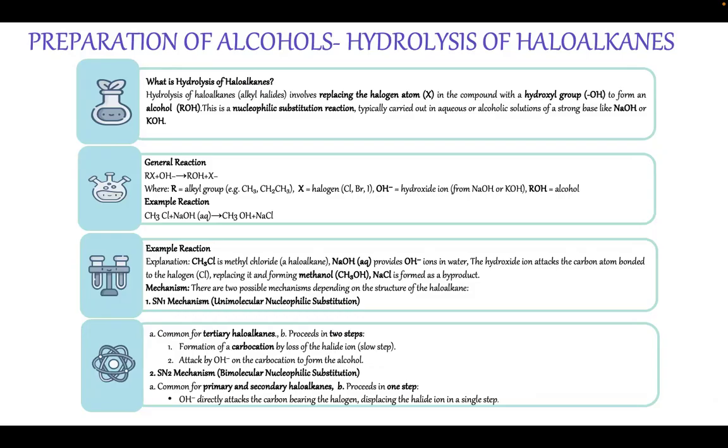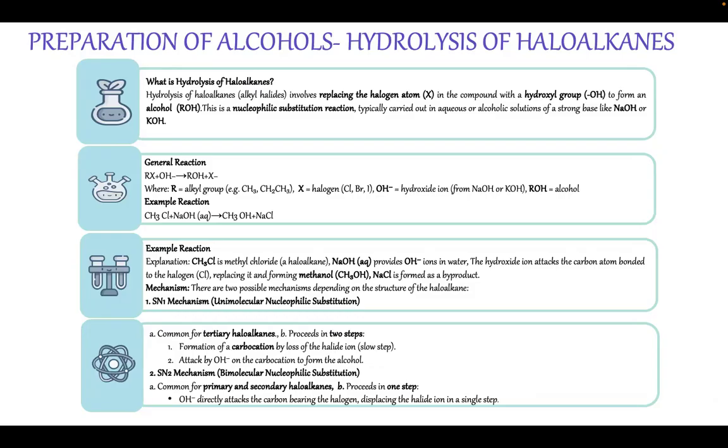An example reaction: CH3Cl plus NaOH in aqueous form produces CH3OH plus NaCl. Explaining this example reaction: CH3Cl is methyl chloride, which is a haloalkane, and aqueous NaOH provides OH- ions in water. The hydroxide ion attacks the carbon atom bonded to the halogen, chlorine, replacing it and forming methanol, CH3OH. NaCl is formed as a byproduct.